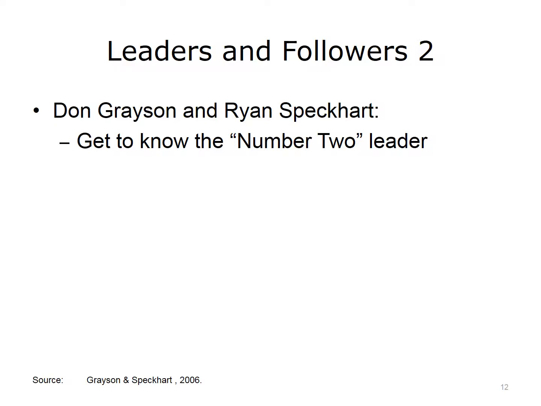In an article titled The Leader-Follower Relationship, Practitioner Observations, Don Grayson and Ryan Speckhart offer another reason for developing a good followership. The number 2 person in charge is often the person whose relationship you should value the most. This is typically the person who acts in the leader's place when he or she is not available, and is very often the gateway to the actual leader. You do not want in any way to marginalize or underestimate the relationship with the number 2 person.